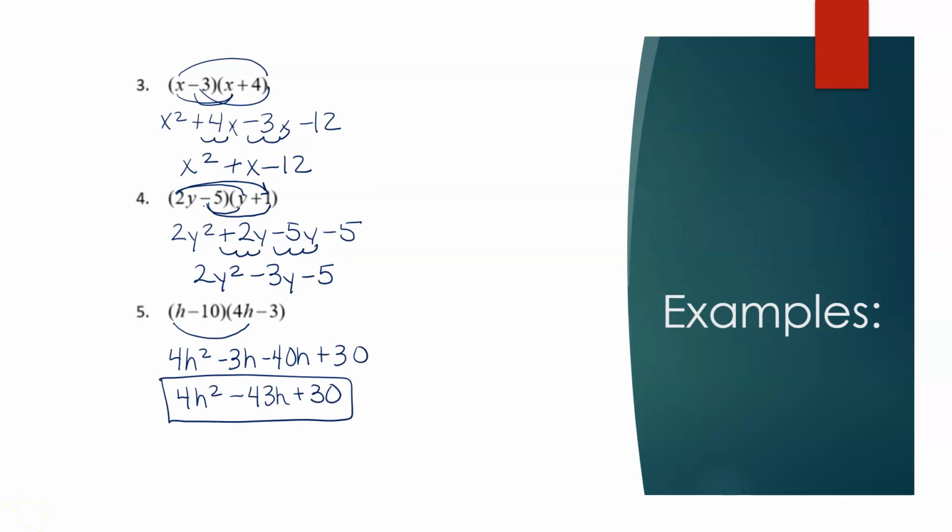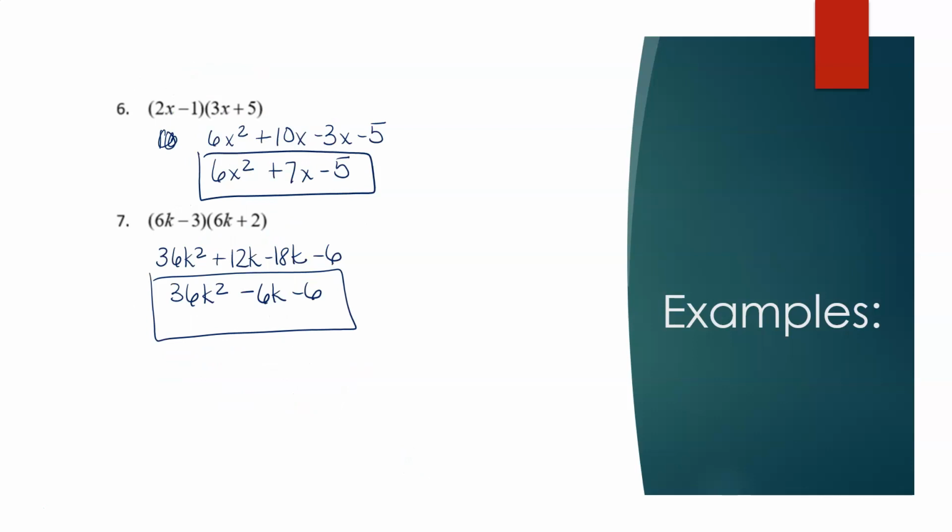All right, the answer to number 5 is 4h squared minus 43h plus 30. When I use FOIL, it becomes like unconscious. You just do it: first, outside, inside, last. So that's why I like that method. So number 6 is 6x squared plus 7x minus 5. And number 7 is 36k squared minus 6k minus 6.